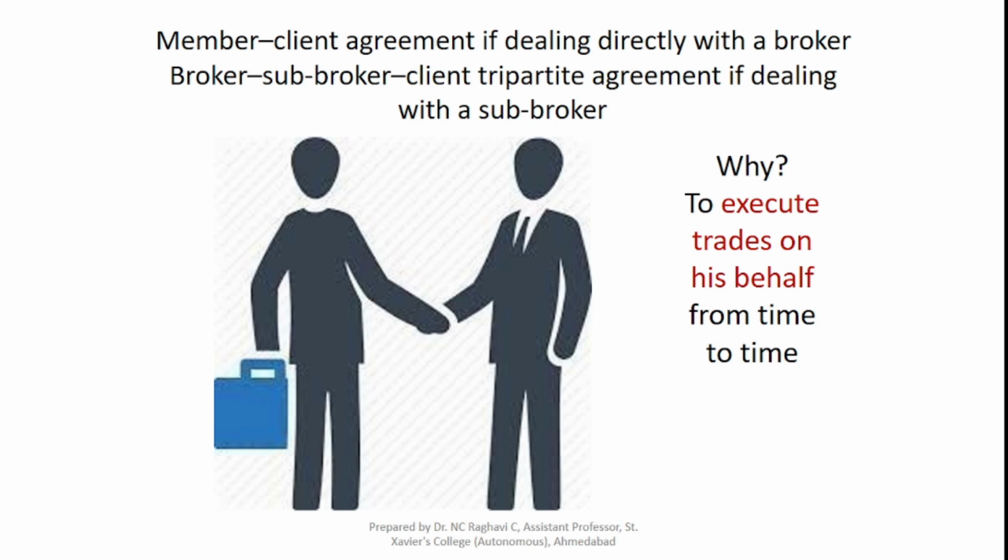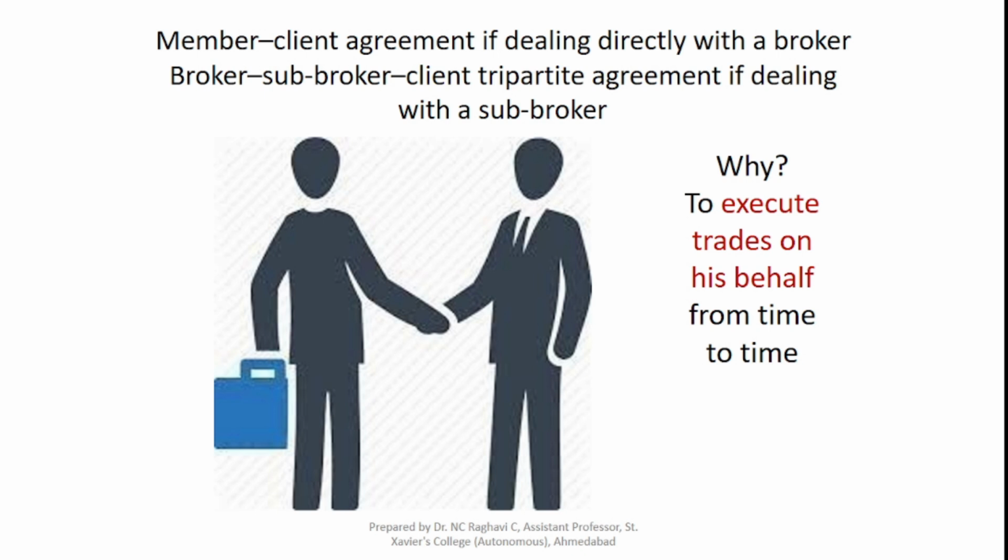Once he enters into an agreement with the broker, who is now known as member because he is a member of the stock exchange, he signs something known as a member client agreement if he is dealing directly with the broker. In case he approaches a sub broker, then he will be signing something known as a broker sub broker client tri-party agreement.